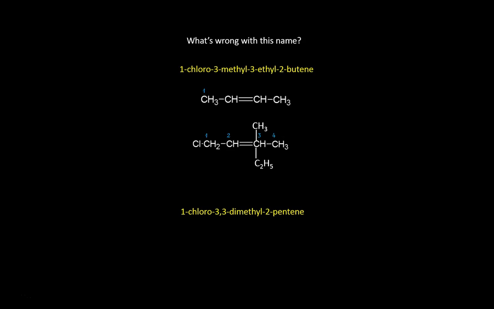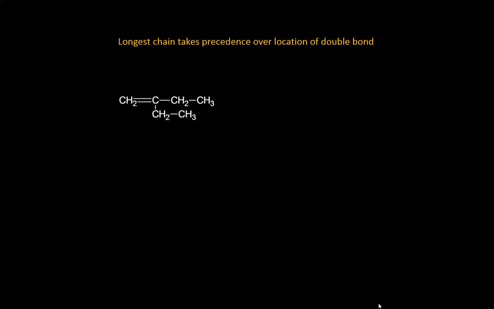Notice that the addition of ethyl changes the longest chain to 5 carbons, thus making this a 2-pentene. Now we have chlorine on carbon 1 and 2 methyl groups on carbon 3. The longest chain takes precedence over location of the double bond. Let me explain this after looking at this example first.